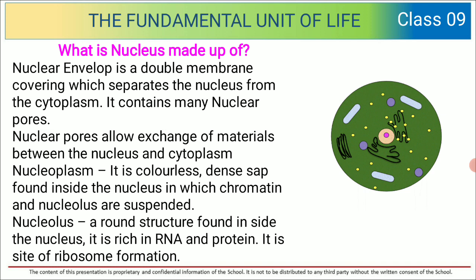What is the nucleus made up of? The nuclear envelope is a double membrane covering which separates the nucleus from the cytoplasm. Nuclear pores allow the exchange of materials between the nucleus and cytoplasm. Nucleoplasm is a colorless, dense sap found inside the nucleus in which chromatin and nucleolus are suspended.